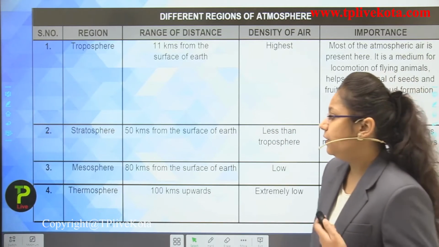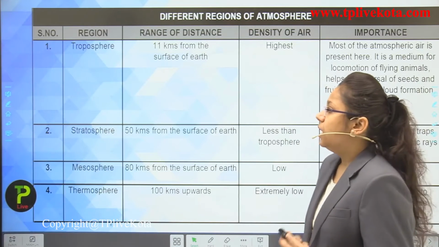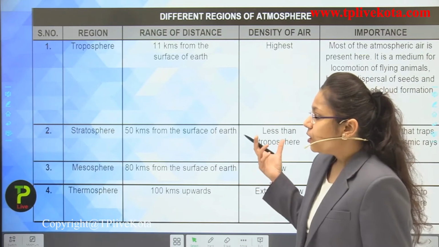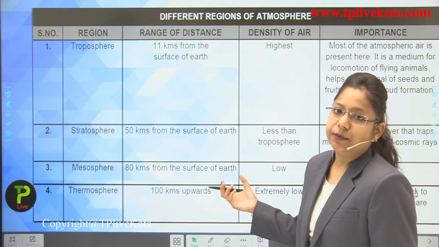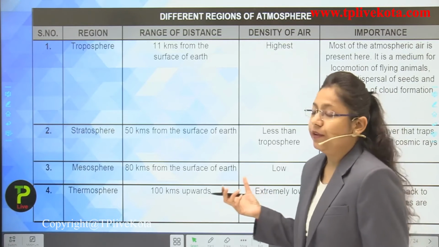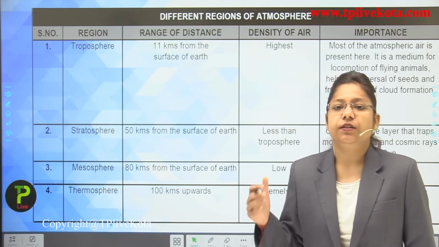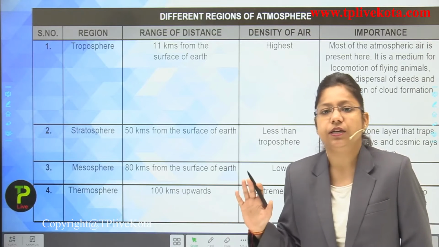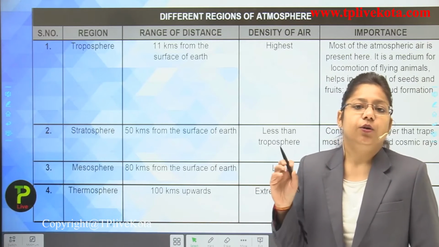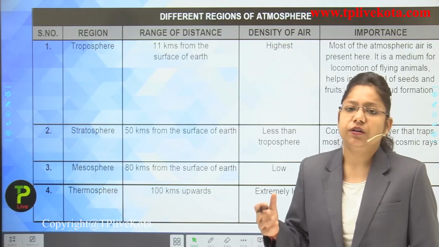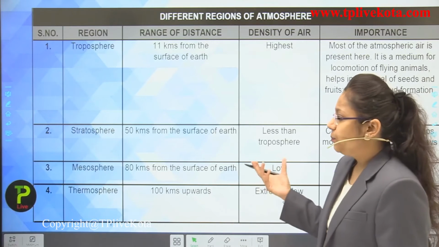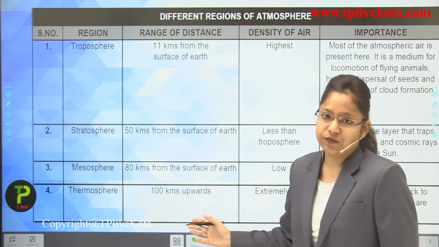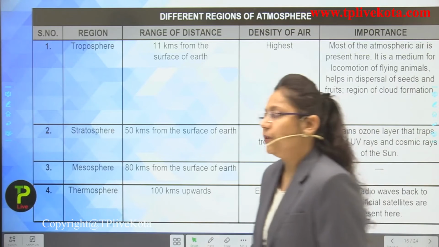Now there are different regions of this atmosphere, and there is a tabular format to study all the different layers of the atmosphere. The fifth layer, that is the exosphere, is not mentioned in this tabular format. Why? Because not many questions are asked from the exosphere in the examination. Only some questions are asked, or they are even not asked. So I am paying attention to the 4 layers of the atmosphere, and we are going to read them in a very brief manner.